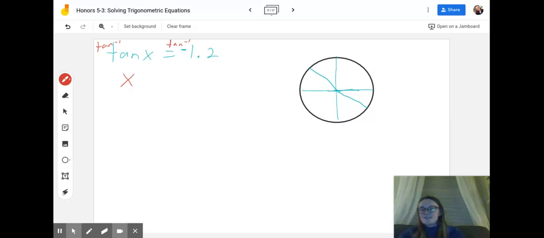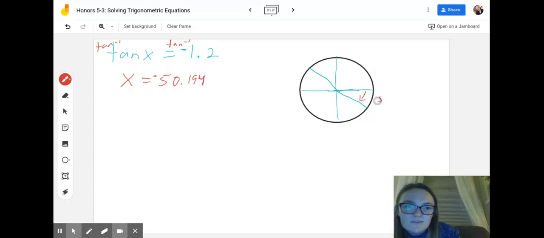What I originally got was negative 50. In fact, it might be easier for us to work in degrees, so I'm going to keep it in degrees for a minute. I got negative 50.194. So what it's saying is that the first answer is negative 50.194 degrees, I guess. That would be a little better notation there.